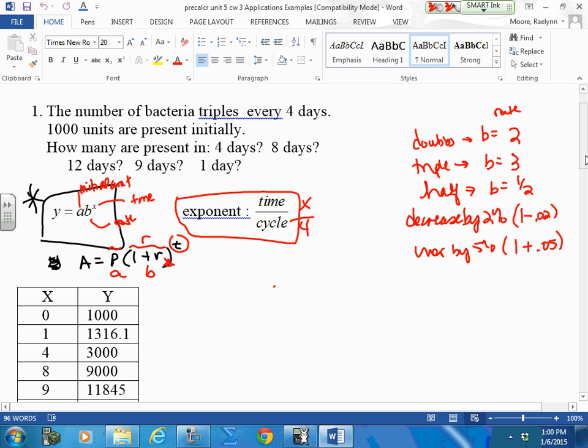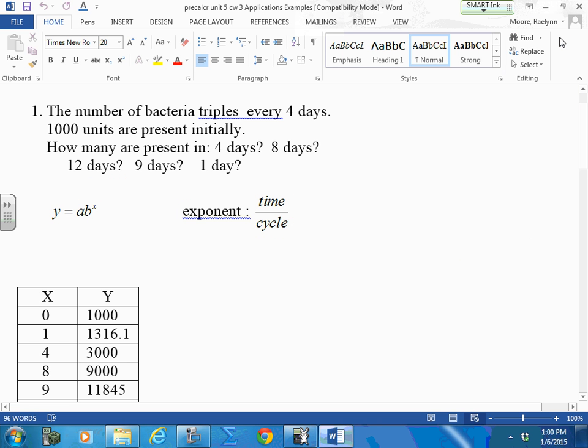And we're going to take a look at this. What I want you to do is get a good feel for these. So let's take a look at this example. Before we even put it in a formula, we're going to figure out what it should be. I have a number of bacteria that triples every 4 days. Initially, I have 1,000 units. I want to know how many units of bacteria will be present after 4 days, after 8 days, after 12 days. So let's think it out without a formula.